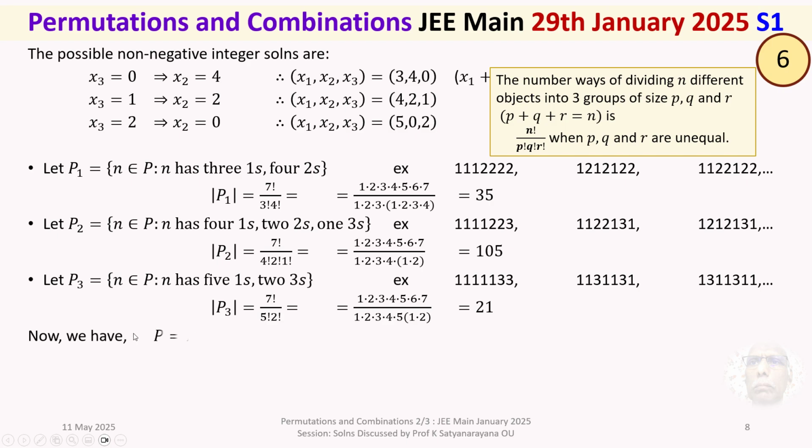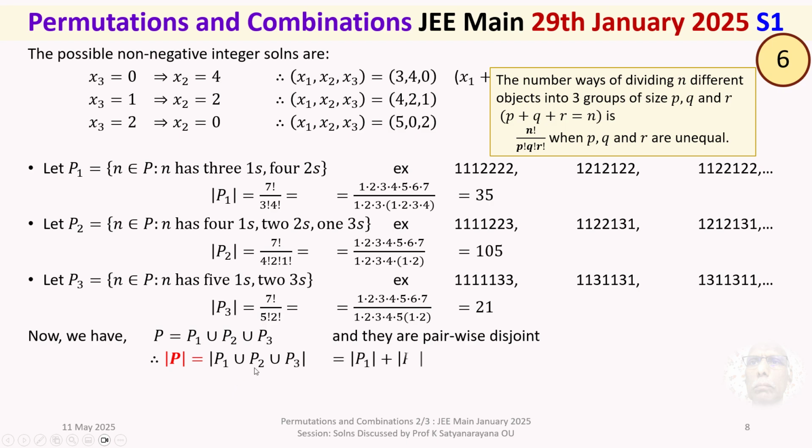Now, P is the union of P1, P2, P3. We also note that these are pairwise disjoint. That is, P1 intersection P2 is empty, P2 intersection P3 is empty, P1 intersection P3 is empty. When it is so, the order of P will be equal to the order of P1 union P2 union P3, which is order of P1 plus order of P2 plus order of P3. That is 35 plus 105 plus 21, that is 161.